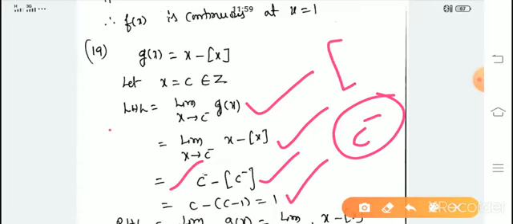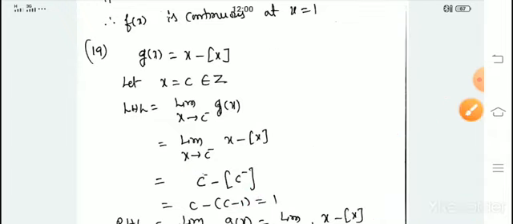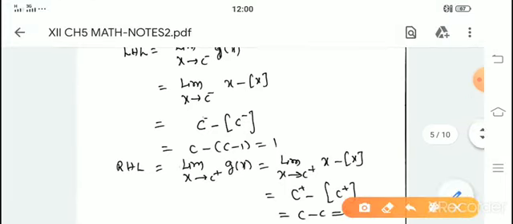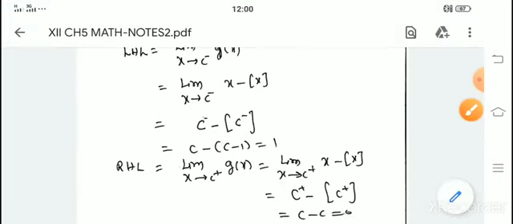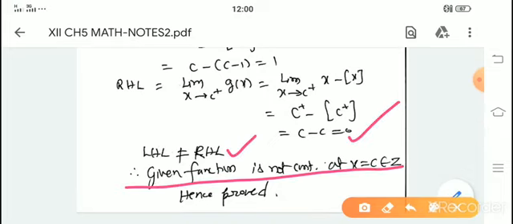For example, step of 2 minus means step of 1.999 and so on like this. The greatest integer of 1.99 is 1 only. That is the reason 2 minus gives 1. Similarly, c minus gives c minus 1. So after simplification, we get left hand limit is 1 and right hand limit is 0. LHL is not equal to RHL, so the given function is not continuous at x is equal to c, where c is an integer, therefore hence proved.